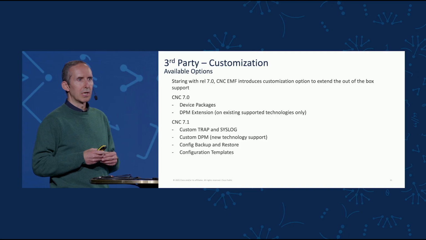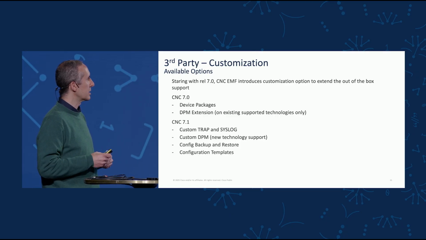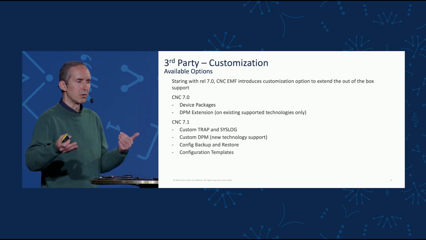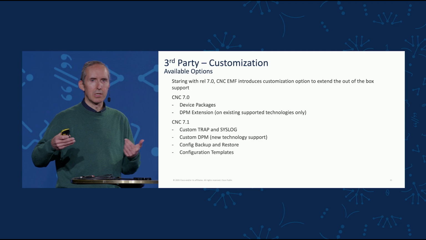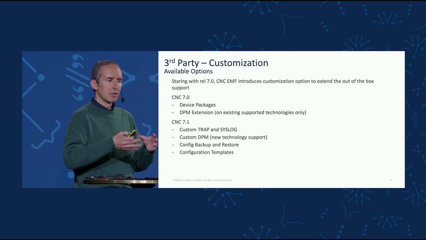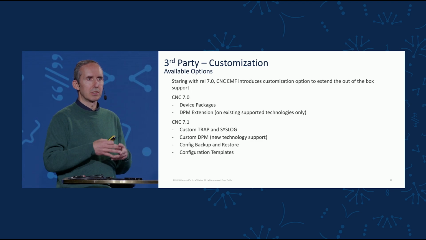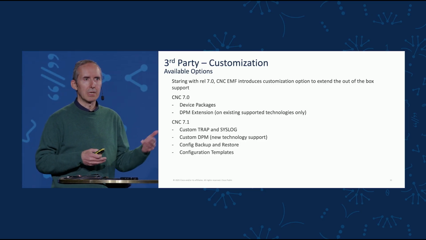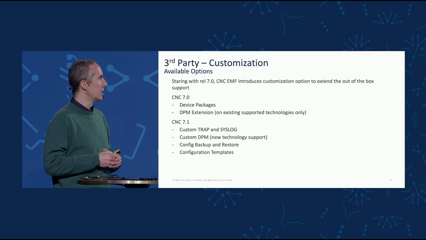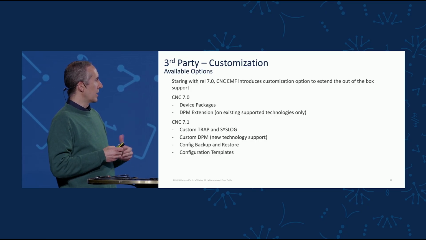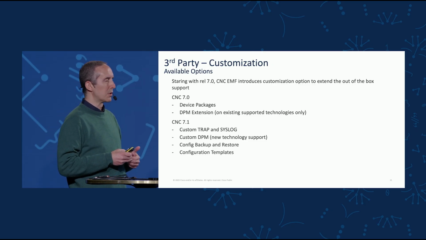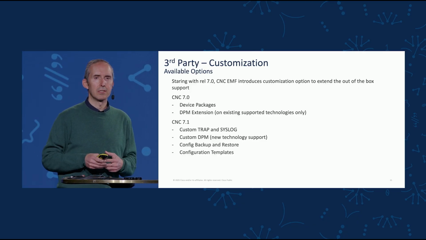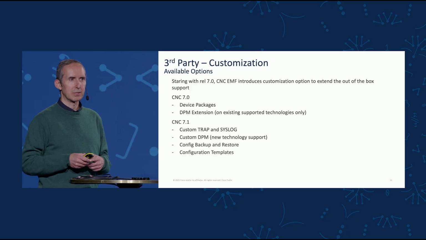But in 7.1, we are expanding that to a lot more things, like the custom traps and syslogs that I mentioned before. You can now program pretty much any trap or syslog message to be converted and managed as alarms. We can also customize the performance management metrics for new technology support. And we have the new features as well, backup and restore and config templates, that also allow customization for multi-vendor, which we will see also in the demos.